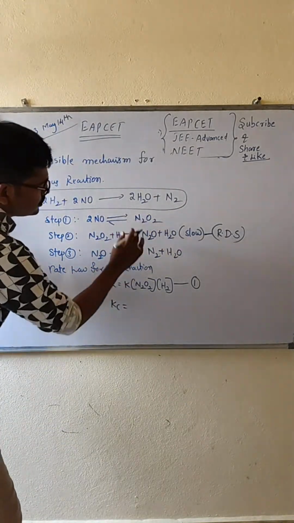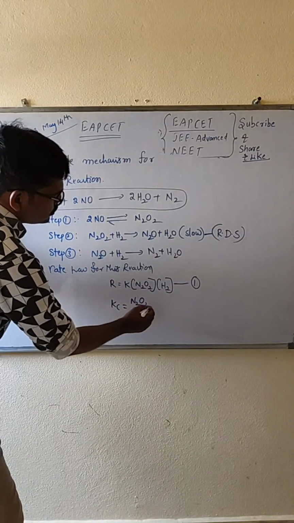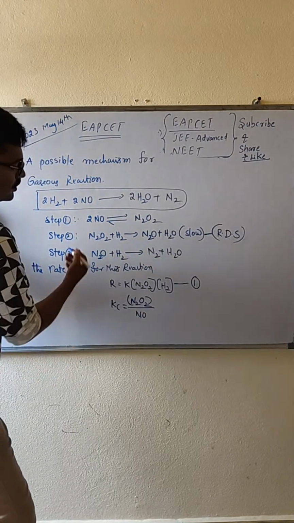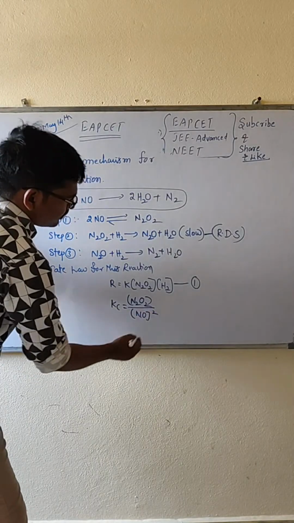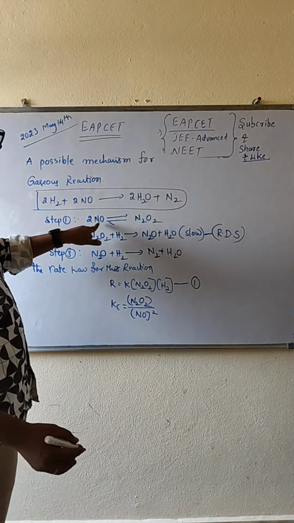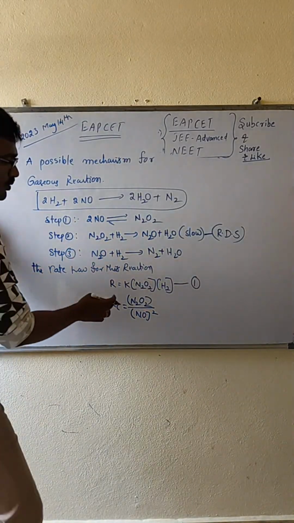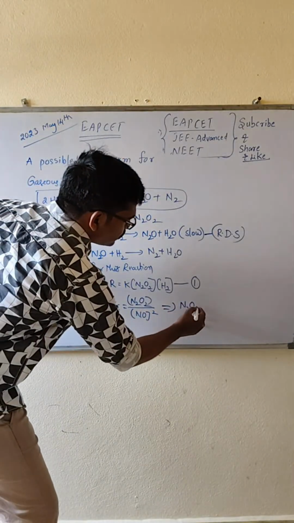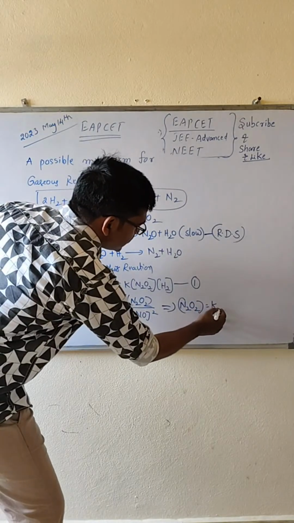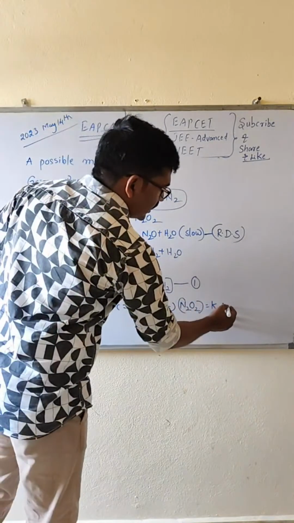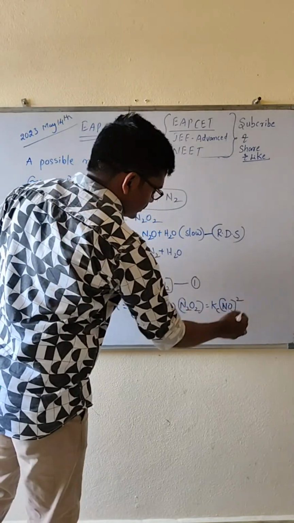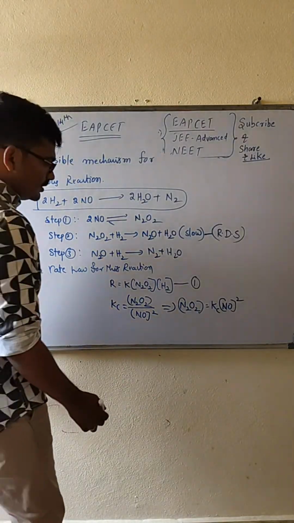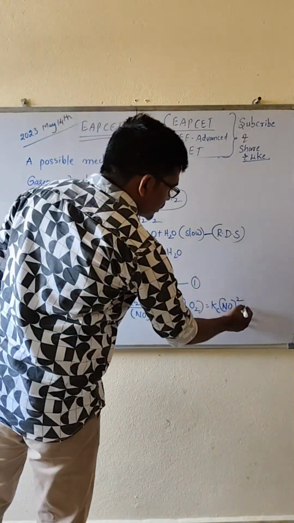So Kc equals N2O2 concentration divided by NO square, you have to take. Concentration of product divided by concentration of reactant you have to take. So if you want N2O2, from this we are taking N2O2 concentration equals Kc into NO whole to the power square. Clear my dear students? So this equation you have to substitute.